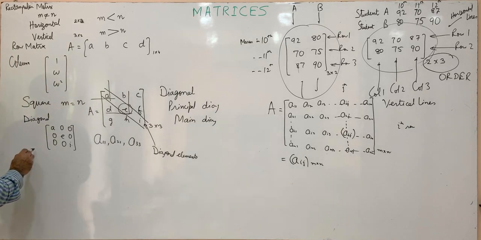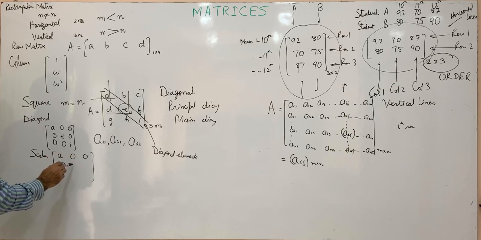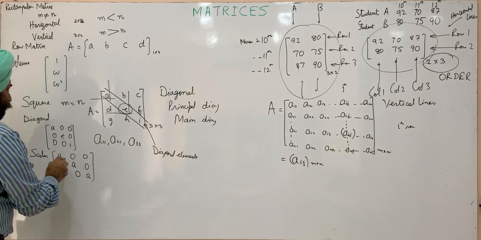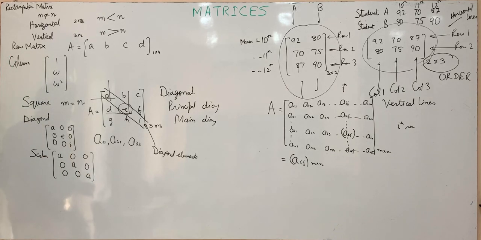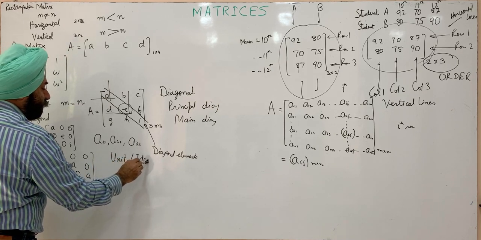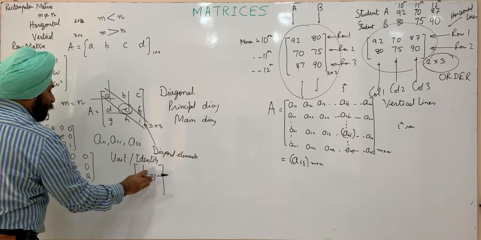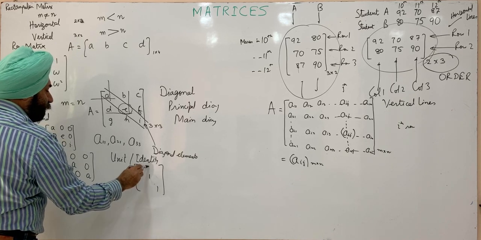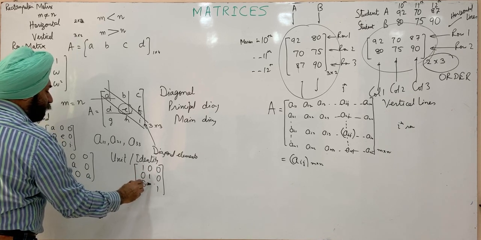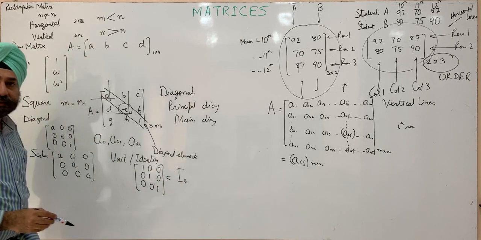And we have a scalar matrix, next type. If all the diagonal elements are equal, we have A 0 0, 0 A 0, and 0 0 A. So if all these are equal, it's a scalar matrix. And this becomes a unit matrix or identity matrix if the diagonal elements are 1, 1 and 1. Non-diagonal elements are obviously zeros. This is called the unit or identity matrix of order 3, I3.